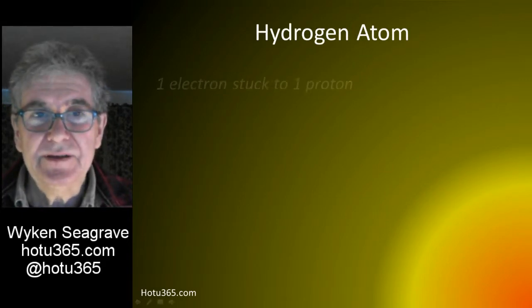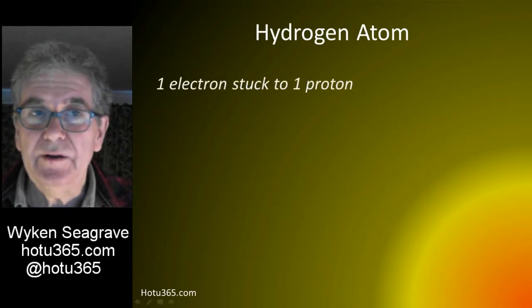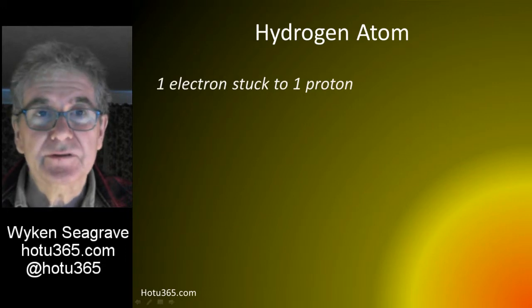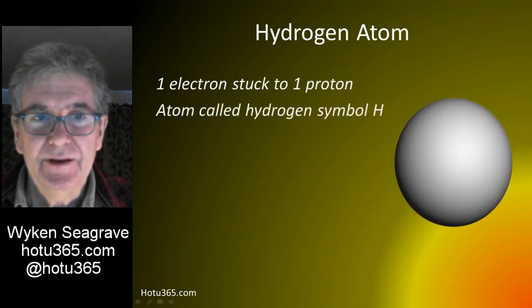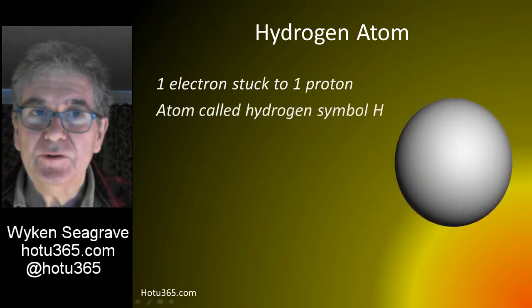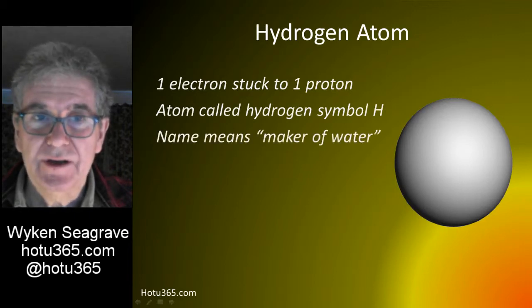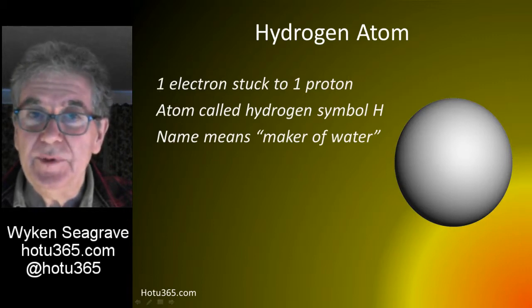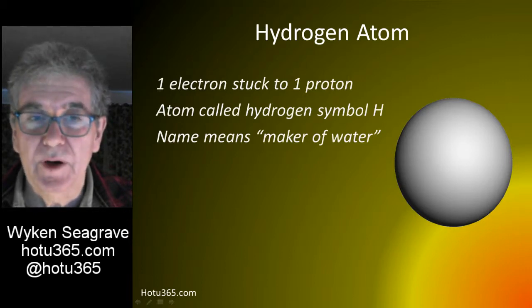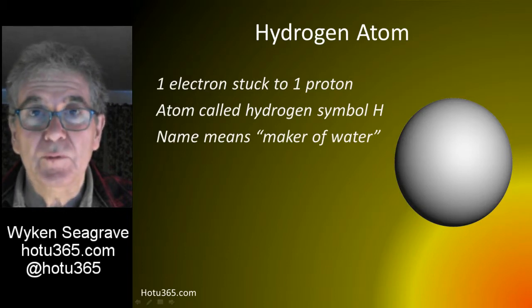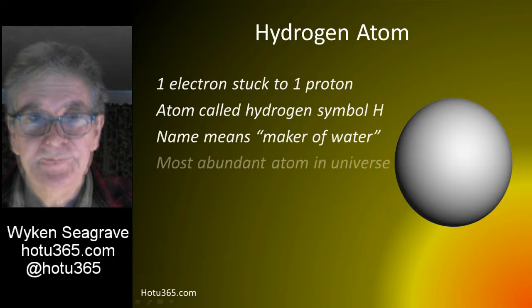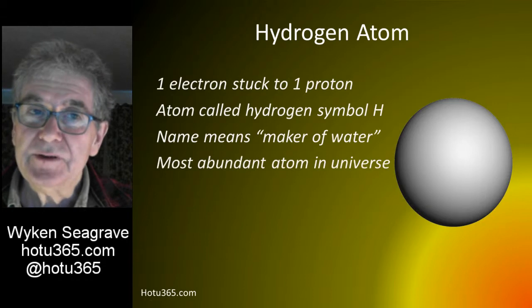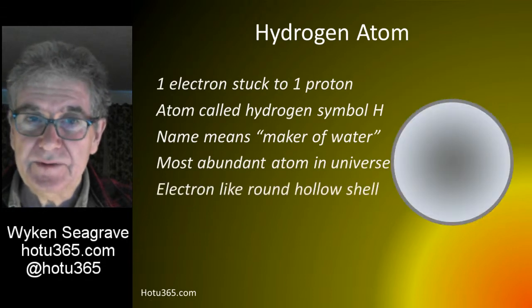The simplest of these atoms was when one electron stuck to one proton. Such an atom is called hydrogen. It's given the symbol H, and its name means maker of water, because hydrogen is an important part of the molecule we know as water. Hydrogen is the most abundant atom in the universe.